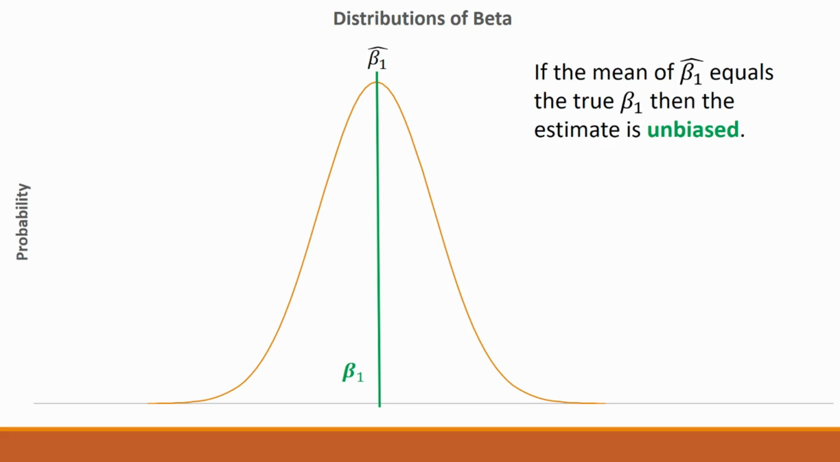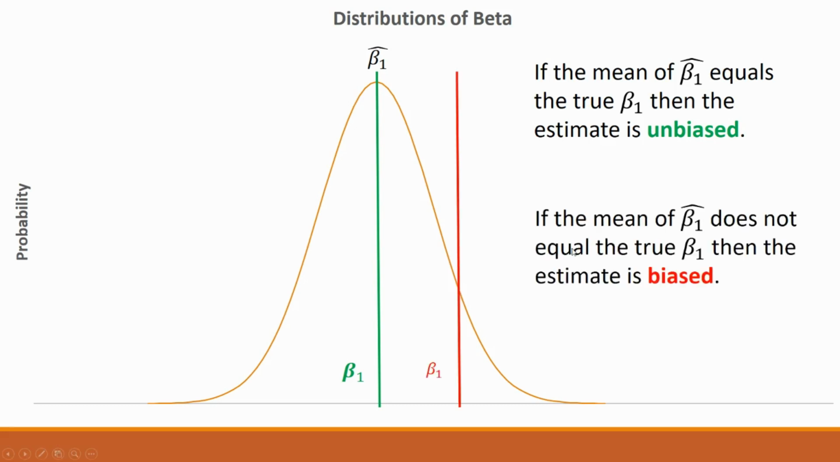Well, what would biased mean? If the mean of beta 1 hat does not equal the true beta 1, then the estimate is biased. So what does that mean? Now, using this red line, imagine that this red beta 1 is actually the true population beta 1.